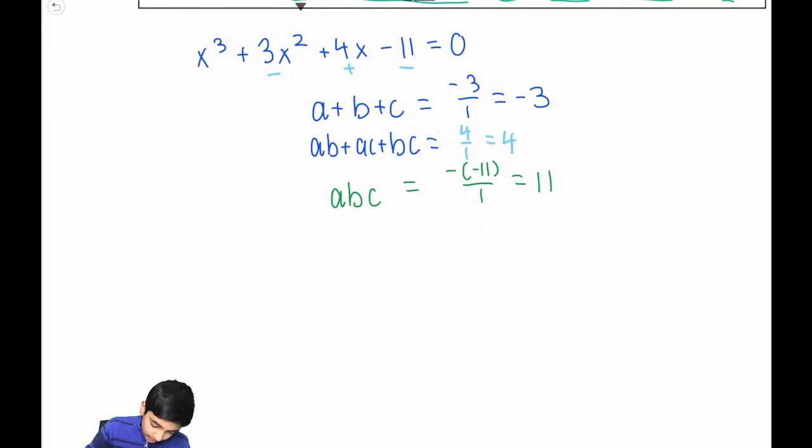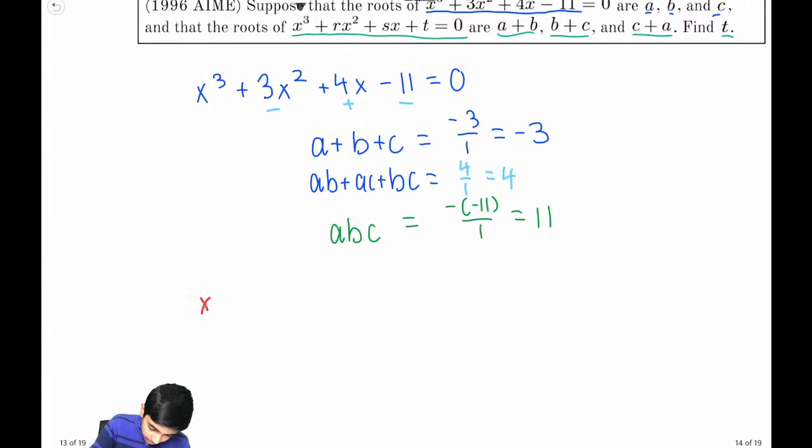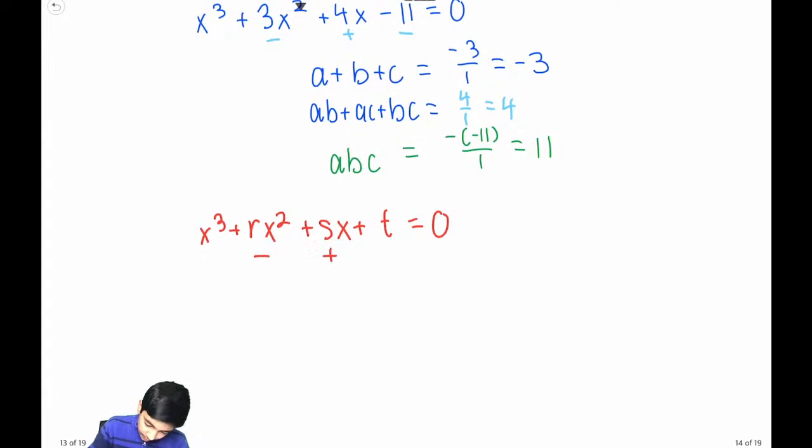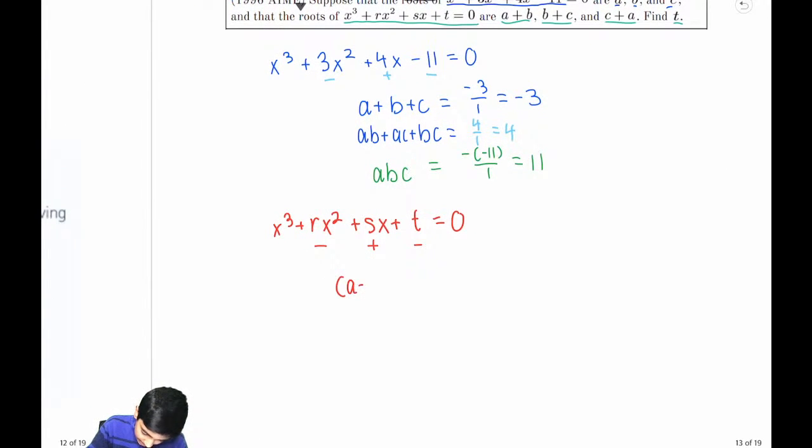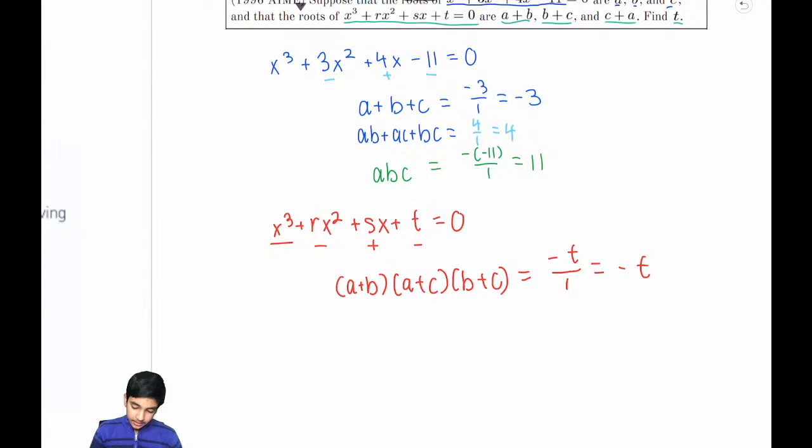So now we have this new cubic here. I don't want to hide it. x cubed plus rx squared plus sx plus t equals 0. And we have, again, negative, positive, negative. So the product of the roots is going to be a plus b times a plus c times b plus c. The product of the roots will be negative t over 1, since the coefficient of x cubed is 1, which is negative t. Okay, so now we have these three products equal to negative t.